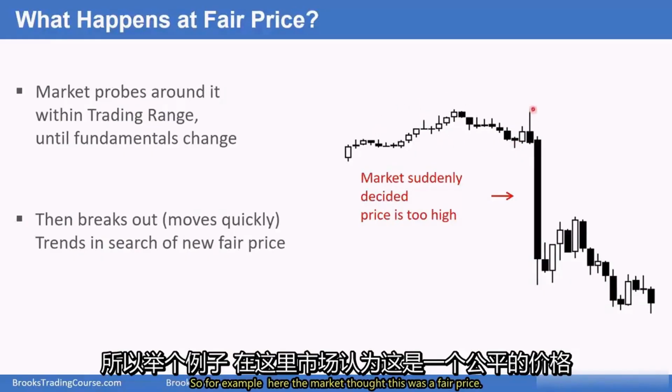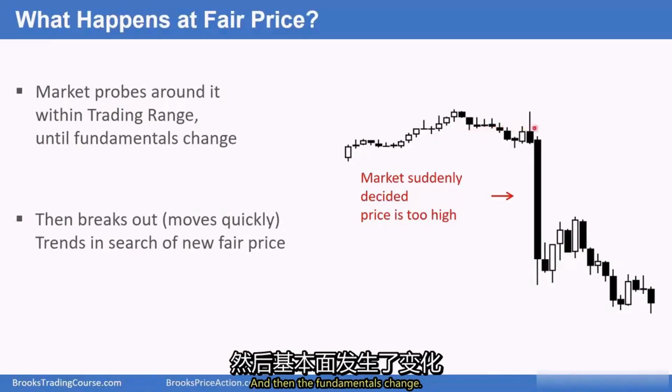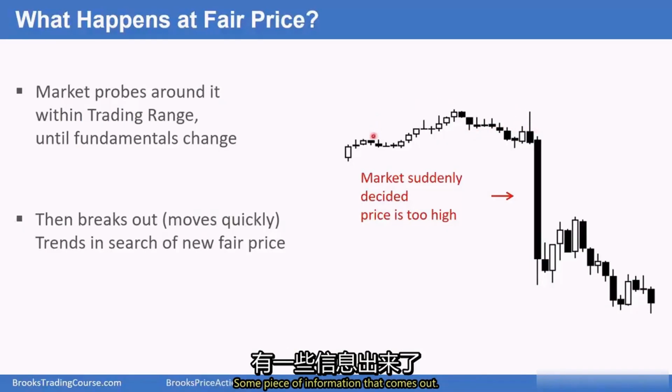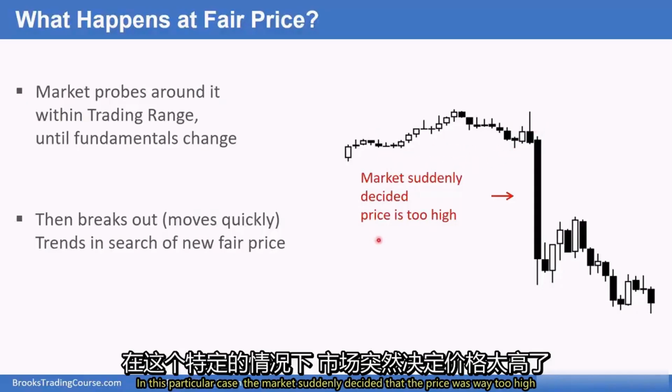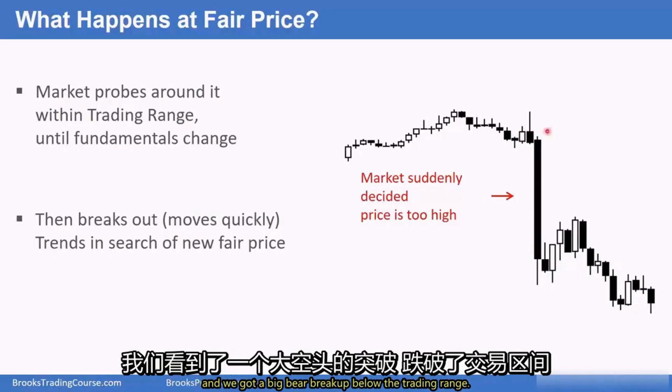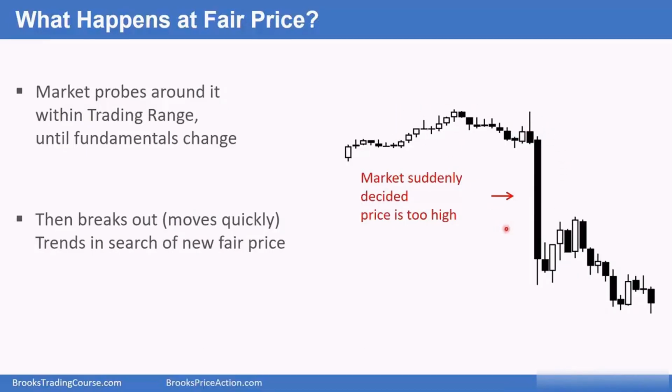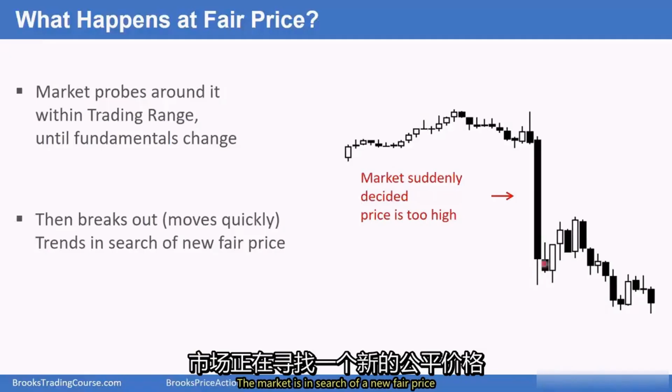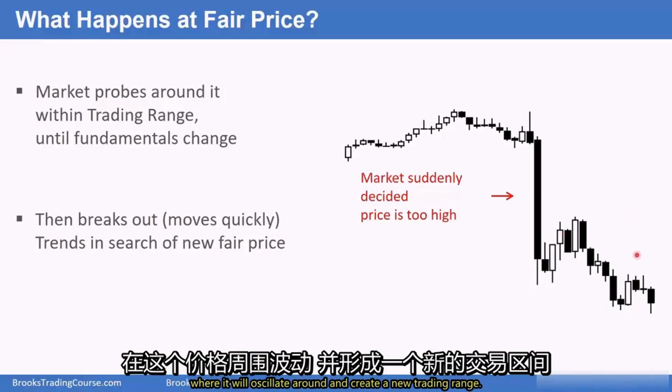So for example, here the market thought this was a fair price. And then the fundamentals change. Some piece of information comes out, and in this particular case, the market suddenly decided that the price was way too high. And we got a big bear breakout below the trading range. The market is in search of a new fair price where it will oscillate around and create a new trading range.